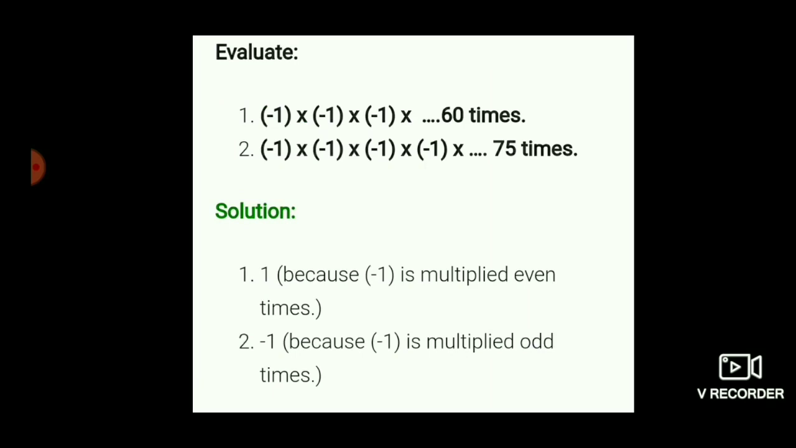In our next question, we have to apply the property of multiplication of positive and negative integers. If negative integers are multiplied an even number of times, it will be positive. If it is multiplied an odd number of times, then it will be negative. So our first question reads as minus of 1 multiplied 60 times, and the second question reads as minus of 1 multiplied 75 times. As 60 times is an even number, it will be 1, and 75 times means an odd number of times, so it will be minus of 1.